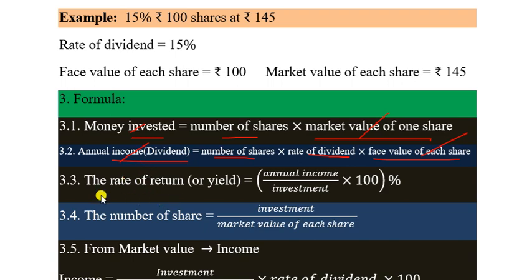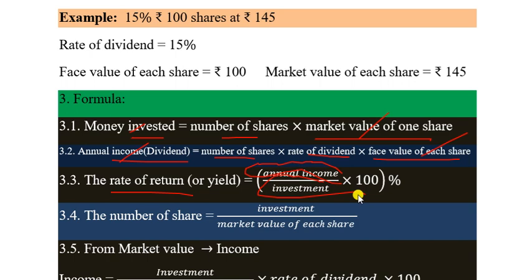So remember this. Now rate of return. Rate of return means how much percentage you will get back as a profit. The formula is annual income out of investment. It is true only because suppose you are going to invest 2000 rupees and you are going to get 20 rupees.